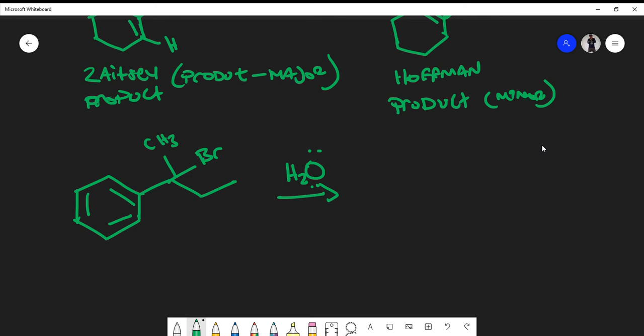And in this case, we can only get the Zaitsev product. So those are the hydrogens adjacent. The first thing we do is form the carbocation. So this is an E1 reaction. So now there's my methyl group. Now I have a tertiary carbocation.